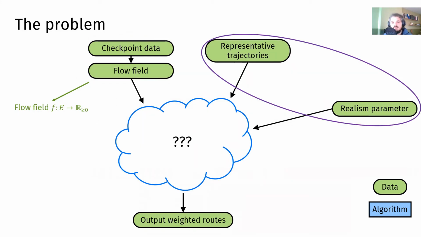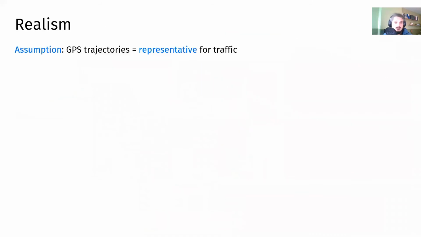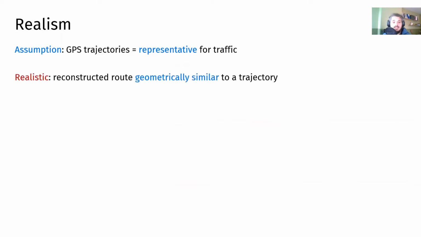So looking at the realism, what we are going to assume is that our GPS trajectories are representative for the traffic in the road network. And then a realistic route becomes a reconstructed route that is geometrically similar to a trajectory in our inputs. And by geometrically similar, we're going to assume that the Fréchet distance between the reconstructed route and the trajectory in our data set is at most some realism parameter epsilon.